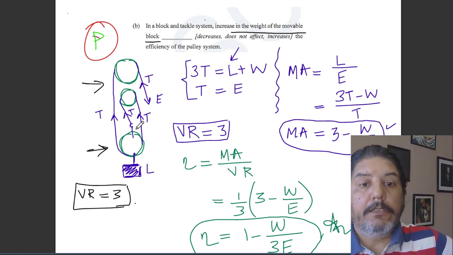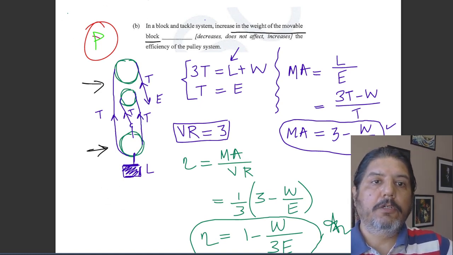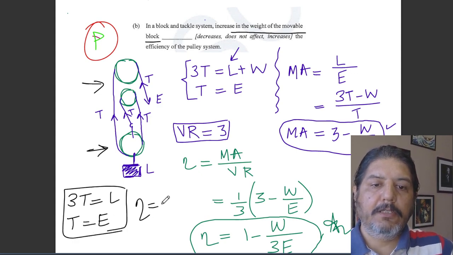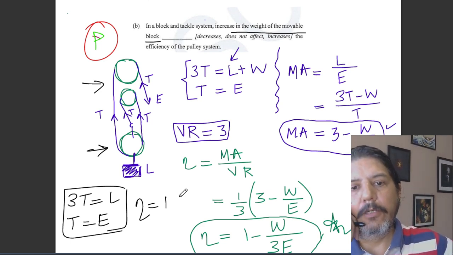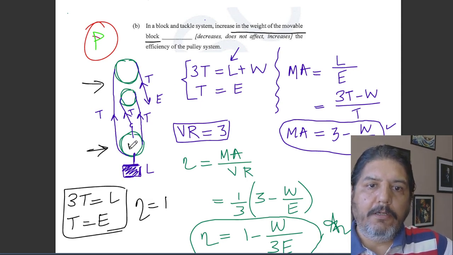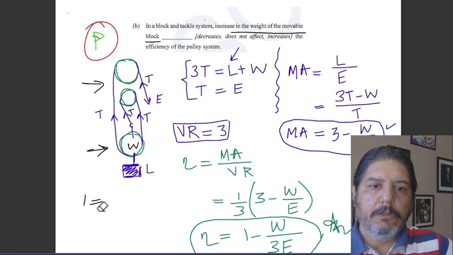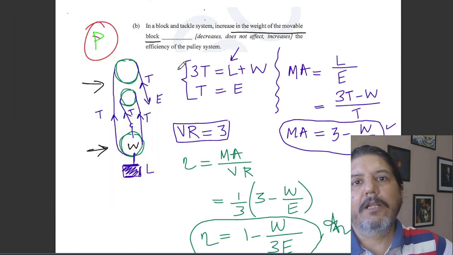So in this case, what we need to understand in this derivation is that in usual cases, we say that 3T is equal to L, T is equal to effort, and then we derive. But these are the cases where the efficiency is 1, where the efficiency is 100%. But here, in the derivation which I'll be doing, the movable block would have a weight W. So that is why I can't take this. These are not the equations which I can refer to. So these are the equations which I'll have to refer to.